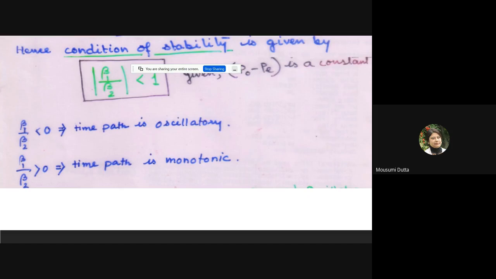However, if we consider the theoretical matter, I hope everybody is agreeing that the stability condition in a cobweb framework is given by mod beta 1 by beta 2 is less than 1. Is it understandable? Are you accepting this as the stability condition? Yes, ma'am. No doubt? Everything is fine? Ma'am, could you please show the previous slide? Yes.